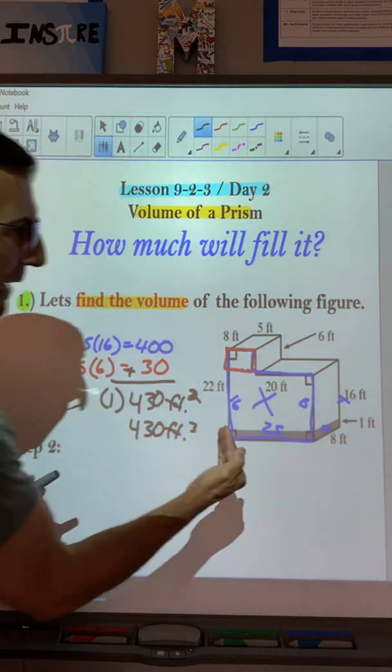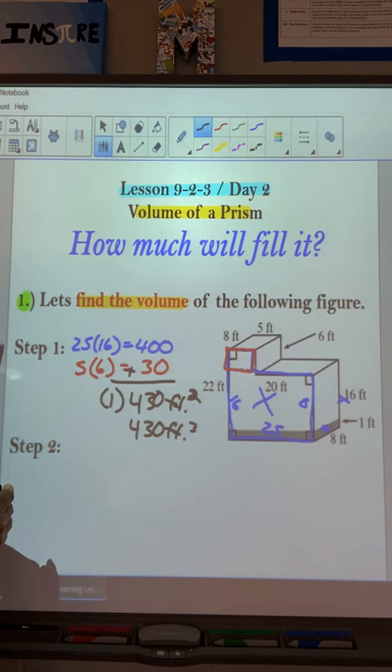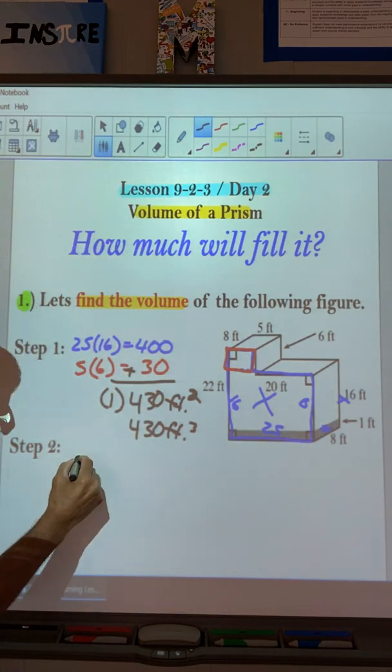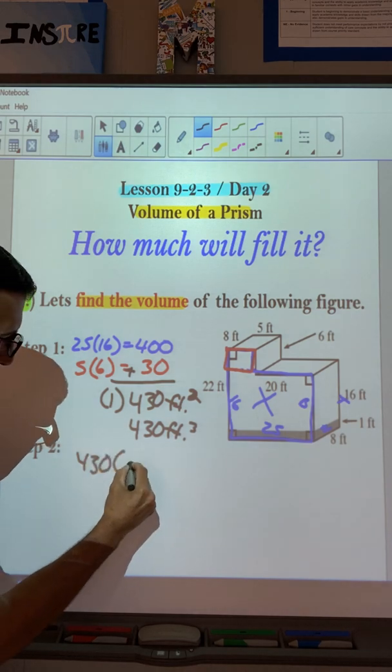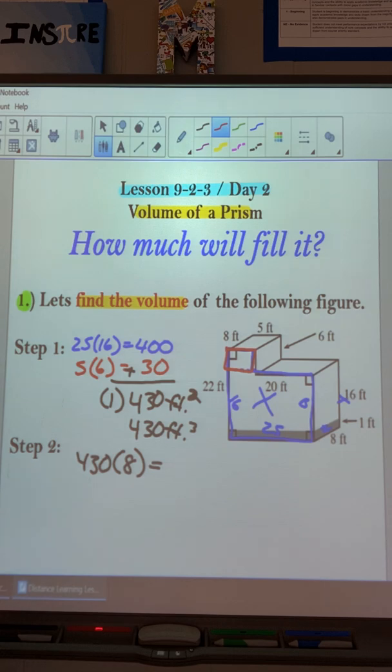Now the second step is, how tall is this thing then? Can somebody tell me how tall it is? Yep, it's right here. It's 8 feet tall. So we're going to take that 430 and multiply it by 8. I'll give you a second to get on your calculator.